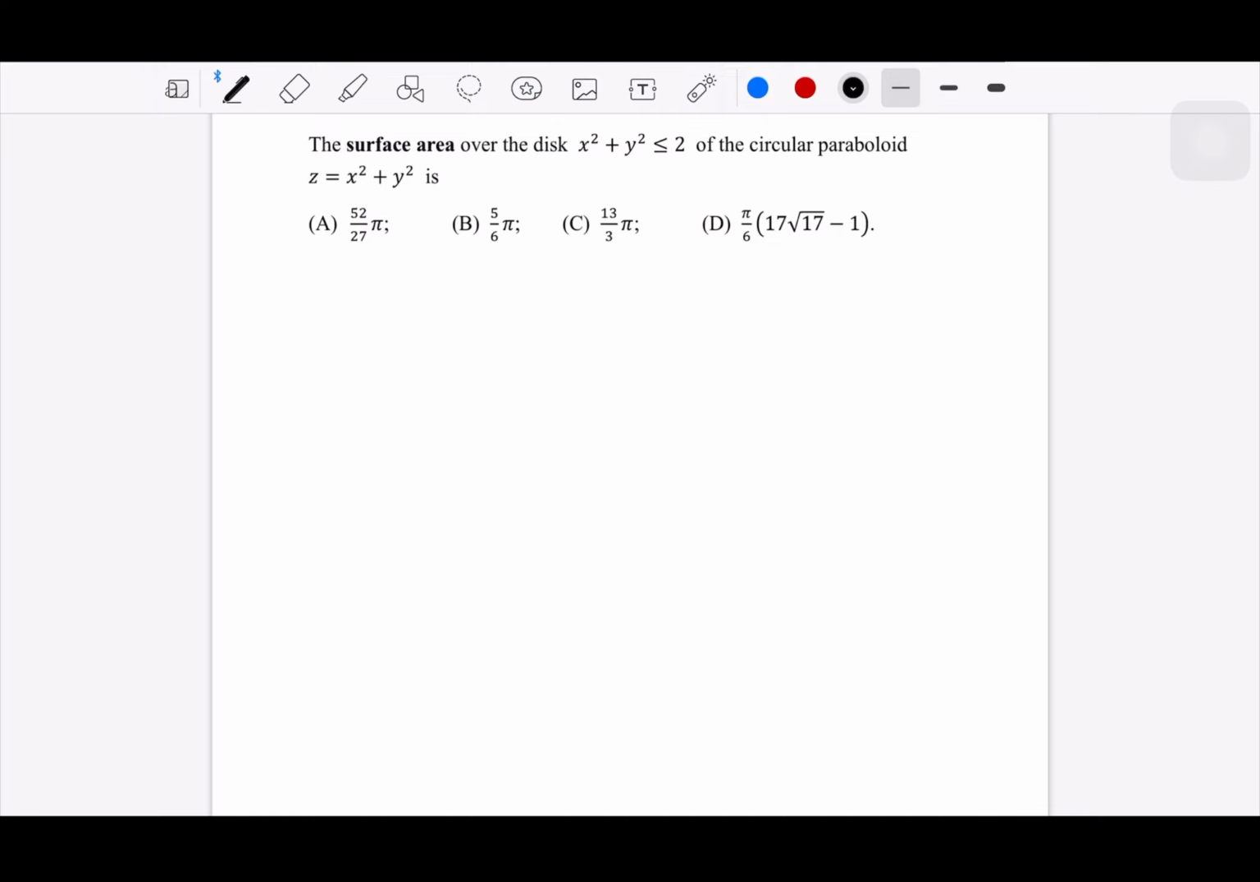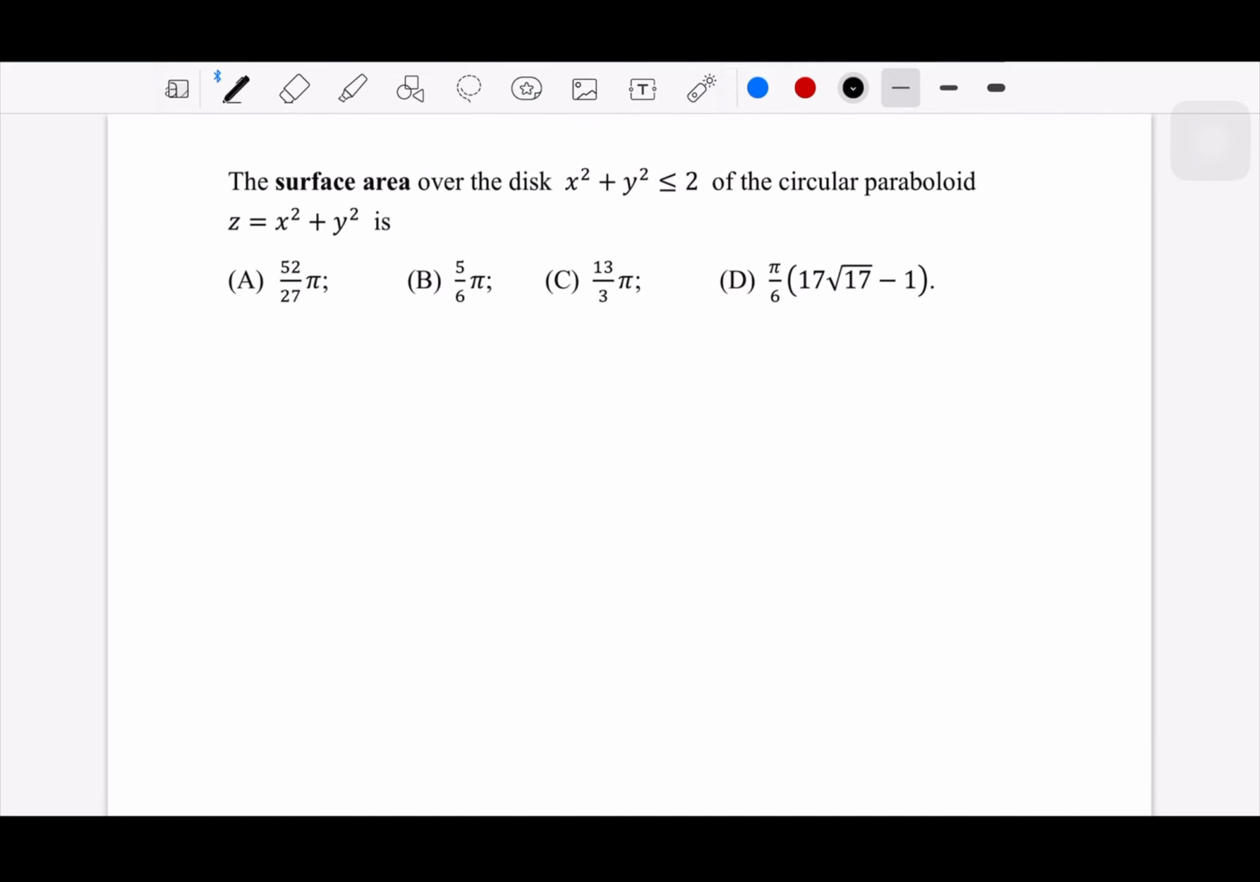So first look at this question: the surface area over the disk of the circular paraboloid, and you have all of the options. Pause the video and try first, and we can compare our results.